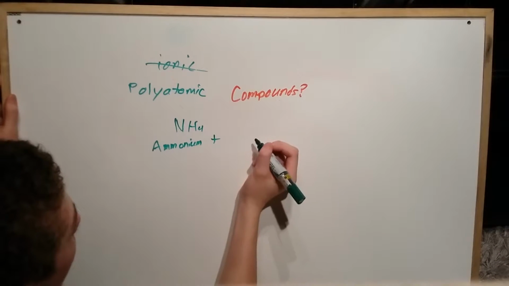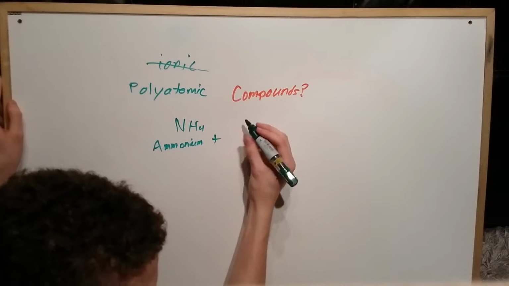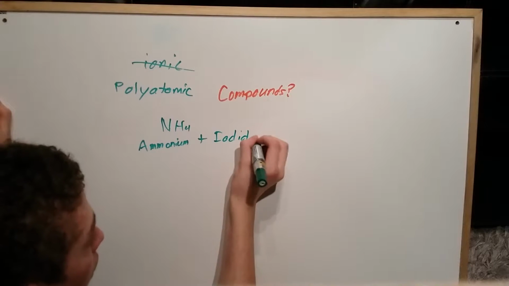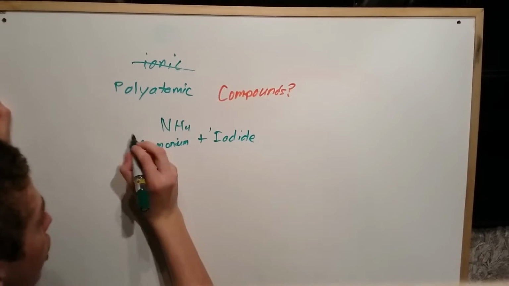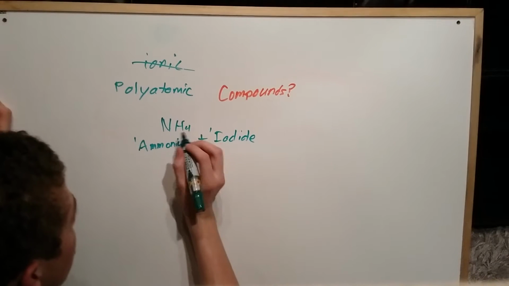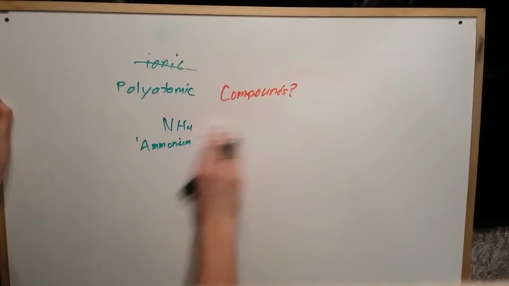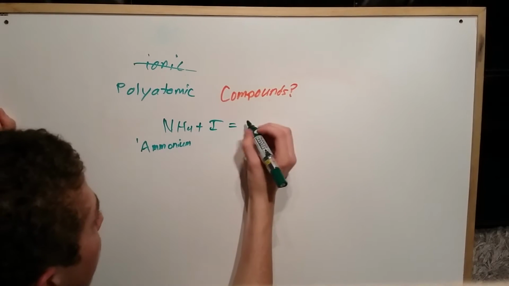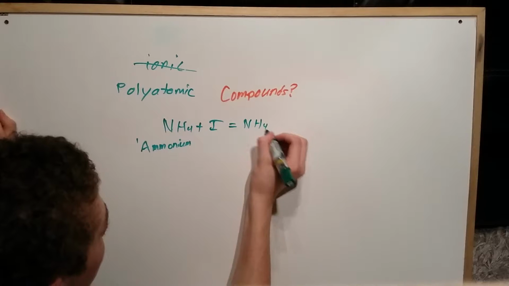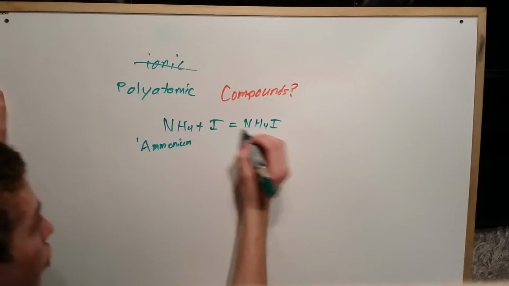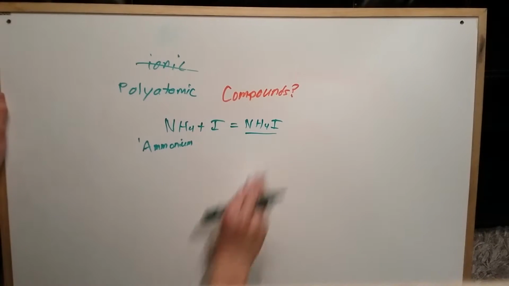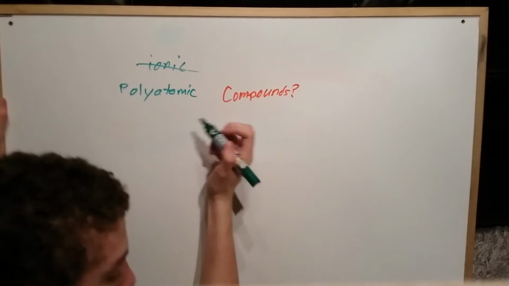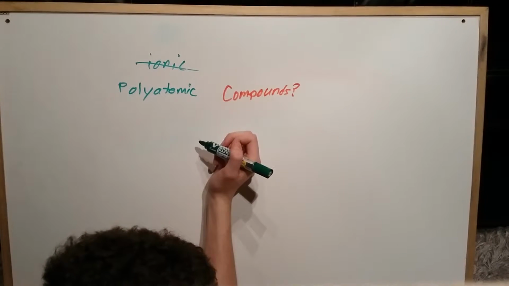And then, because there's no charge to it, we're going to add it to iodide. Iodide has one charge and ammonium has one charge. So that's all. It's just NH4 plus I equals NH4I. That's all, right there. As you can see, it's just like an ionic, except we're just using different letters. That's all.